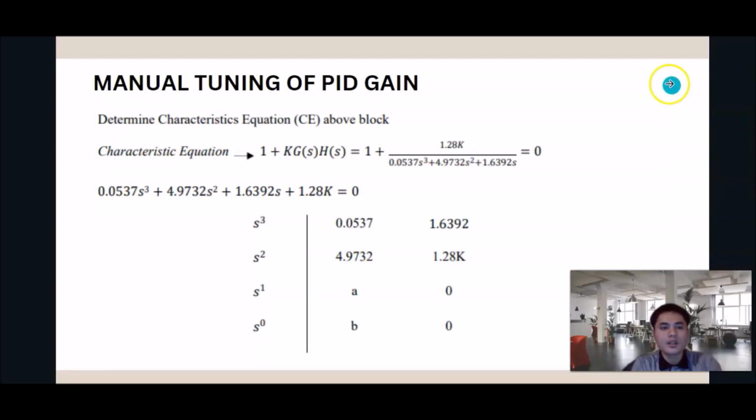I would like to present the manual tuning of PID gain. So, first of all, we determine the characteristic equation CE of the block. So the characteristic equation is 1 plus KGS HS equals to 1 plus 1.28K divided by 0.0537 s to the power of 3 plus 4.9732 s to the power of 2 plus 1.6392 s equals to 0.